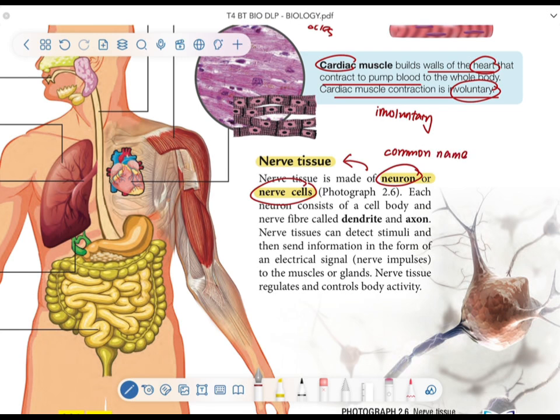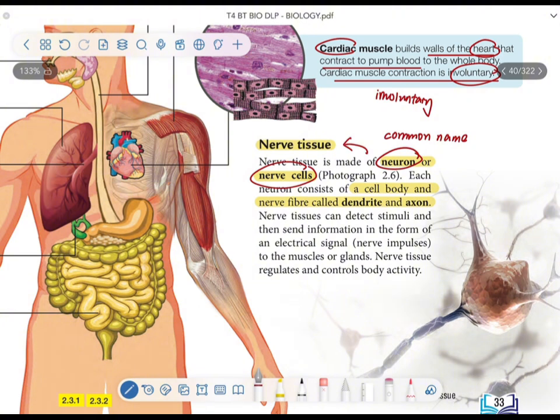You need to know that each neuron consists of a cell body and nerve fibers called the dendrite and axon. No matter whether it is a sensory neuron, motor neuron, or even an interneuron, they all have the dendrite and axon. So this is the point that you need to highlight.